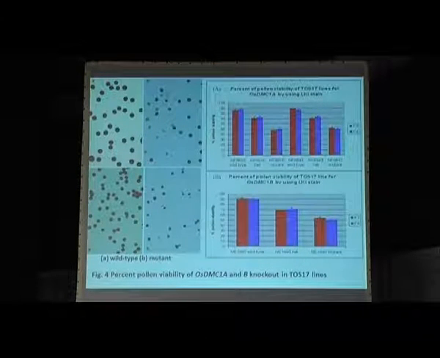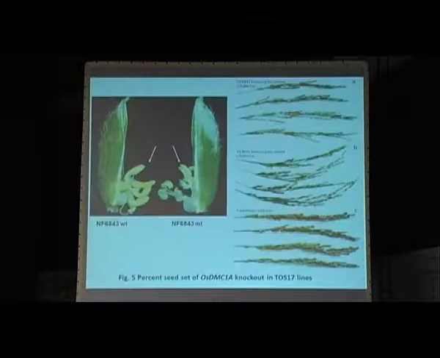This is the RNAi line. Thus, DMC1A and B are likely to function together, and at least can partially complement the loss of the other's function. So this slide shows the morphology of the anther, comparing wild type and DMC1 mutant. The anthers of homozygous plants, both DMC1A and B knockout lines, were smaller than wild type and curved in shape, and the homozygous mutants can produce some seed set, but lower than the wild type.